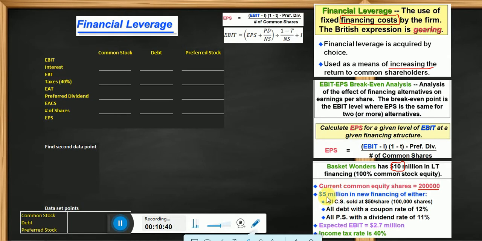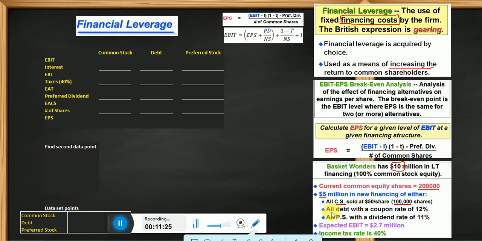The company needs an additional 5 million, which means along with this $10 million, the company needs another $5 million for financing. There are three options available. One is all common stock sold at $50 per share, equal to 100,000 shares. If you want to raise $5 million, one option is to issue shares. How many shares? 100,000 shares. Why? Because if we issue one share for $50, then 50 multiplied by 100,000 is equal to 5 million, and that is required.